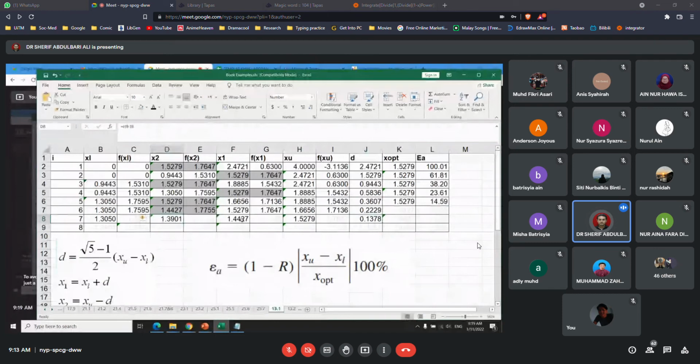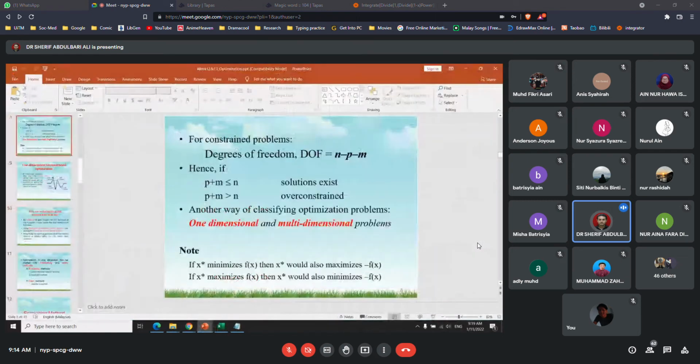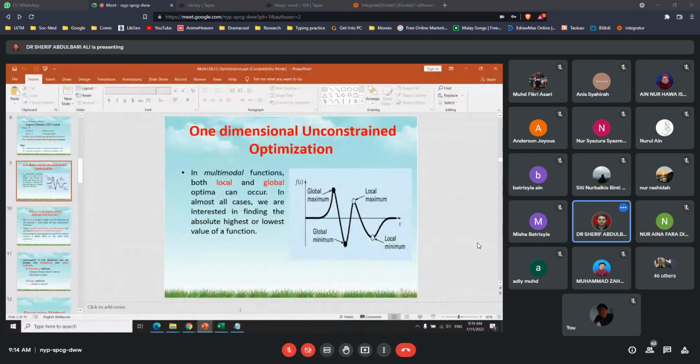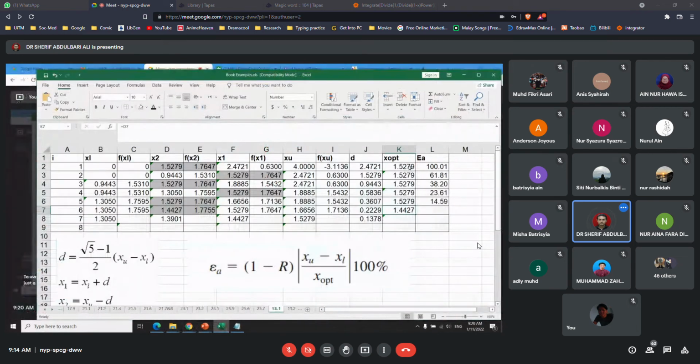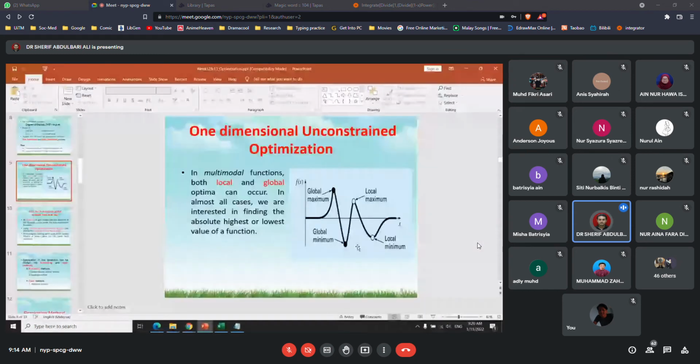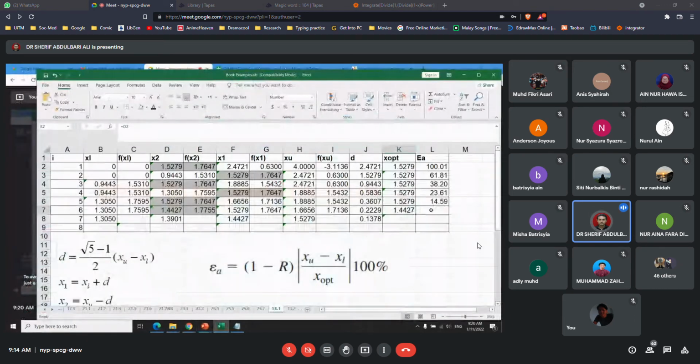So my x optima here is x2. You can see now the values have changed a little bit. It's 1.44. So now we already start to find our global maximum. From this iteration to this iteration, we already found the local maximum. But because we are iterating a lot of times, now we start to find another value that is better, which is the global maximum. So that's why the values start to change. Calculate the error, it's reduced.